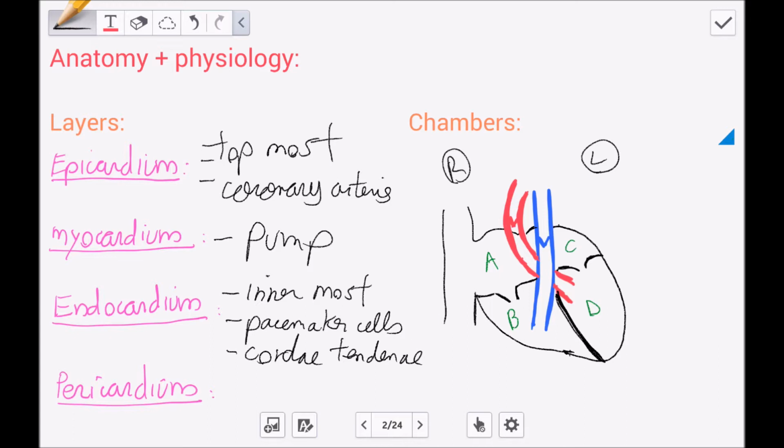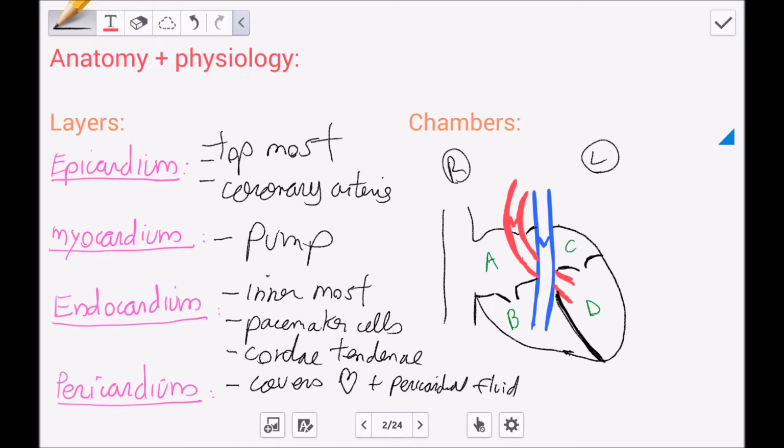The pericardium, it's the cover that will wrap the heart around, and it also contains pericardial fluid. So this is going to cover the whole heart, plus has pericardial fluid. And the pericardial fluid is to lubricate the heart so that every time it beats, the friction between the layers is reduced so that the heart is able to pump more efficiently.